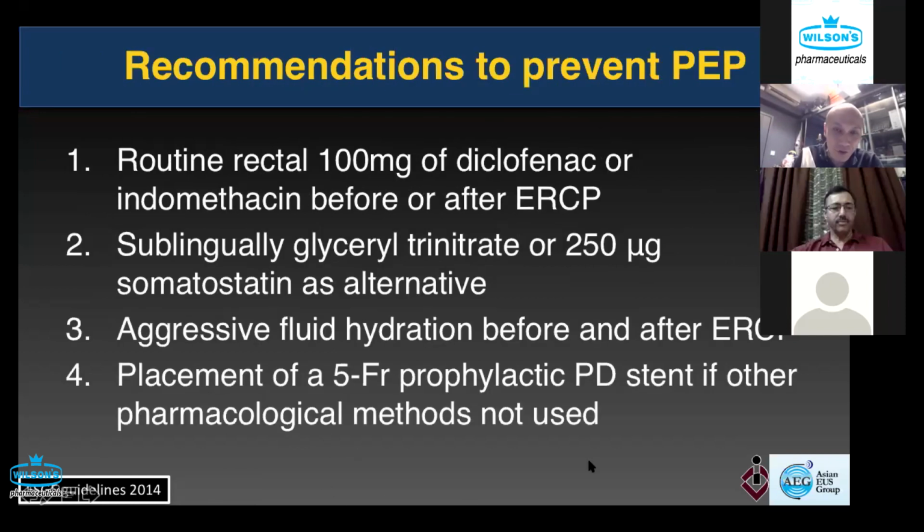Just to give you a summary, the recommendations to prevent PEP: routine rectal indomethacin before ERCP, preferably, but if not, after ERCP as well. Sublingual dinitrate or 250 micrograms of somatostatin as an alternative. Aggressive fluid hydration before and after ERCP. Placement of a 5 French prophylactic PD stent if other methods are not used.